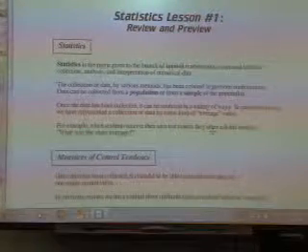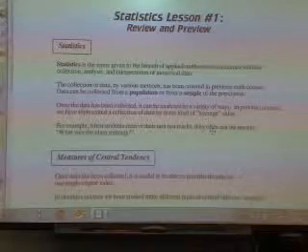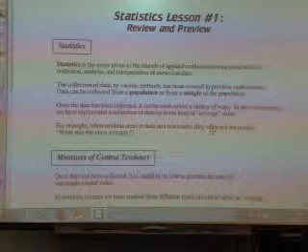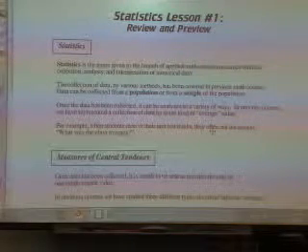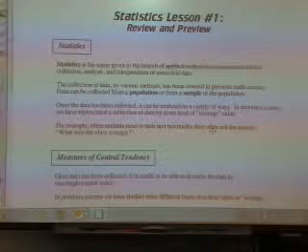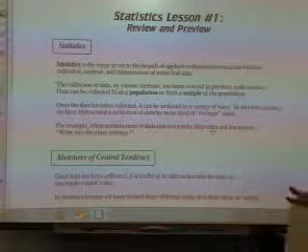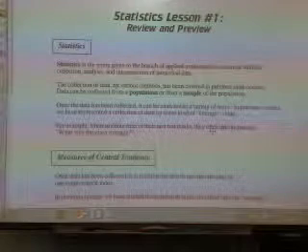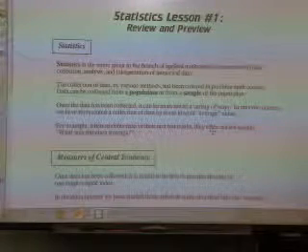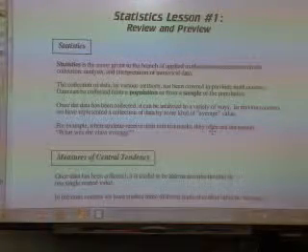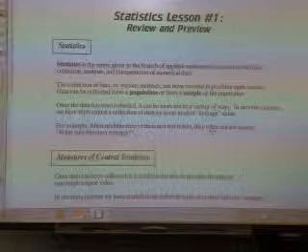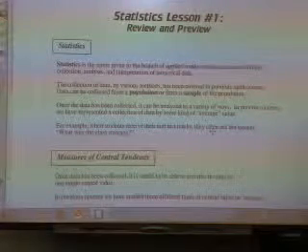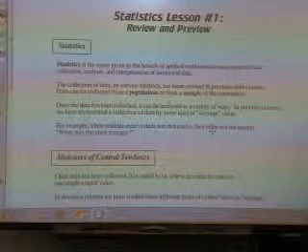So this is chapter 5, the beginning of chapter 5 on statistics. So we're going to start off today with a review and a preview of what we'll be looking at in this chapter. Statistics is the name given to the branch of math concerned with the collection, analysis, and interpretation of numerical data. The collection of data by various methods we've covered in other courses.